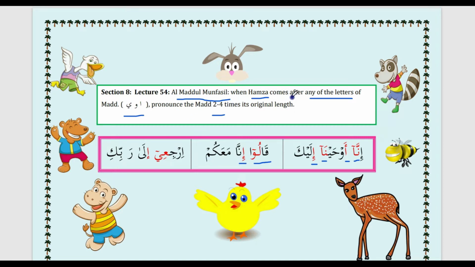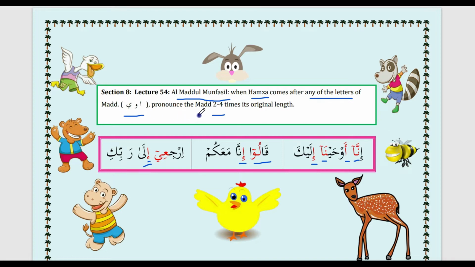Now let's see when Hamza comes after Ya. So here we have Hamza. It's supposed to have a kasra here. We have Hamza coming after Ya. So the ayah can either be recited as irji'i ila rabbik, or we can say irji'i ila rabbik. So al-mad al-munfasil is when hamza comes after any of the letters of mad: alif, waw, or ya.